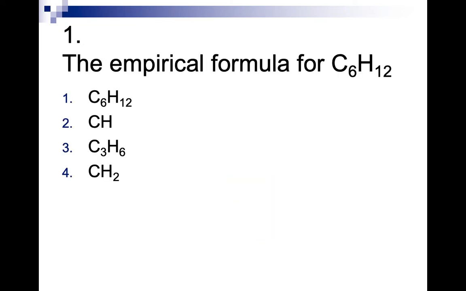Let's do some practice here. What would be the empirical formula for C6H12? Do you find the lowest common denominator? That would be 6, right? If you divide 6 by 6 and 12 by 6, what is the empirical formula? The answer is CH2. You got it. 6 divided by 6 gives me 1 carbon. 12 divided by 6 gives me 2 hydrogens.